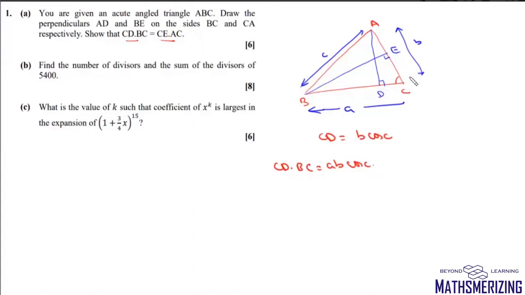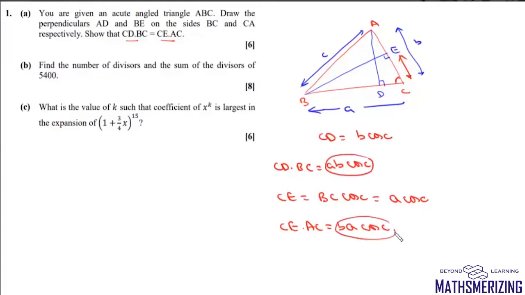Now in the same way we'll find CE. CE is projection of A on this side AC. So CE will simply be BC, and again this angle which is C, so it will be BC cos C or A cos C. Now we need to find CE into AC. Now CE into AC will be A cos C. Now what's AC? AC is simply B. So both these values, they are AB cos C. So from here we can say that CD into BC is equal to CE into AC, and that's your first part.